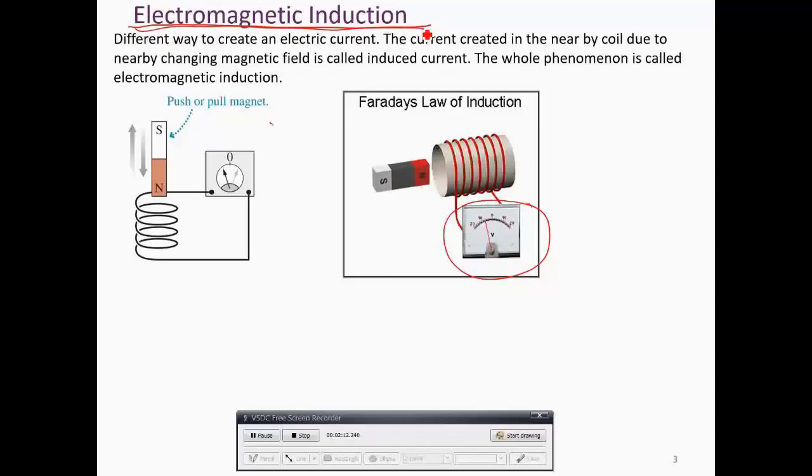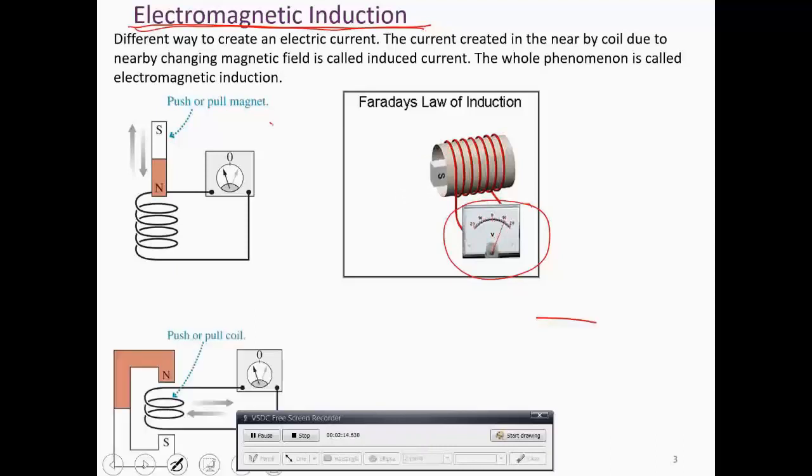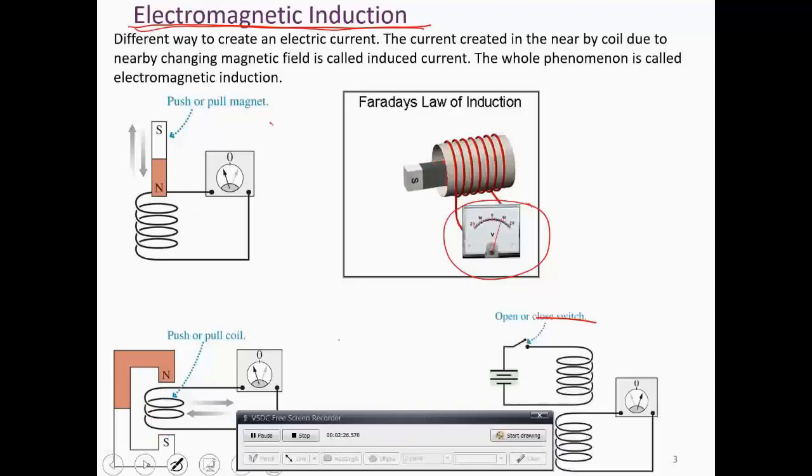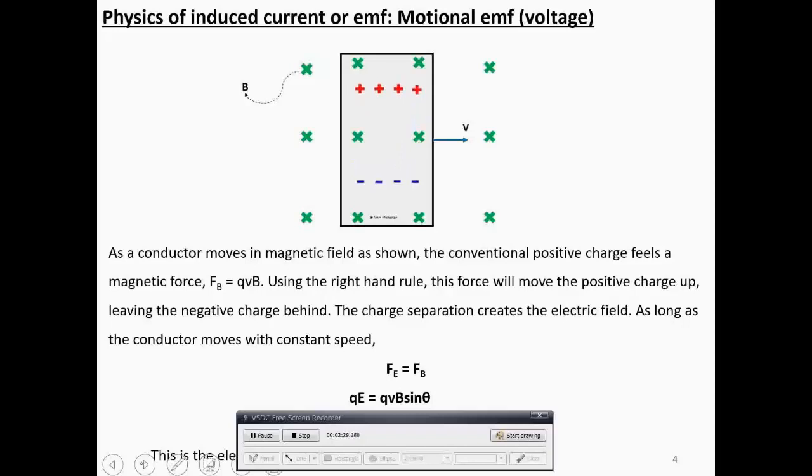You can either move the coil, or move the magnet in and out, like that. So what's the physics behind this induced current, or induced voltage, or EMF? The physics is the same thing we did in the previous chapter, because a magnetic field exerts force on a moving charge, and that's the main physics behind it.